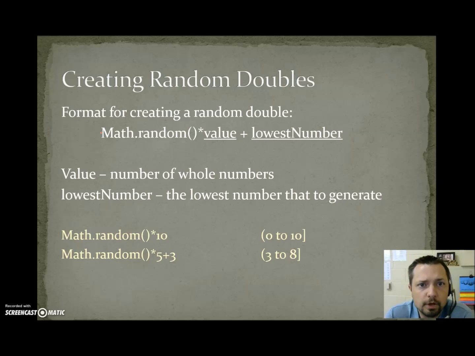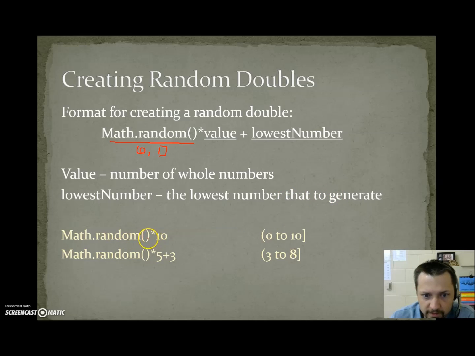All right. Creating random doubles. Format for creating a random double: it's math.random, which gives a number between 0 and 1. Notice it does not include 1. So 0 to 1, not including 1. That means 0.99999 times a value plus lowest number. Value is the number of whole numbers we could possibly get. Lowest number is the lowest number to generate.